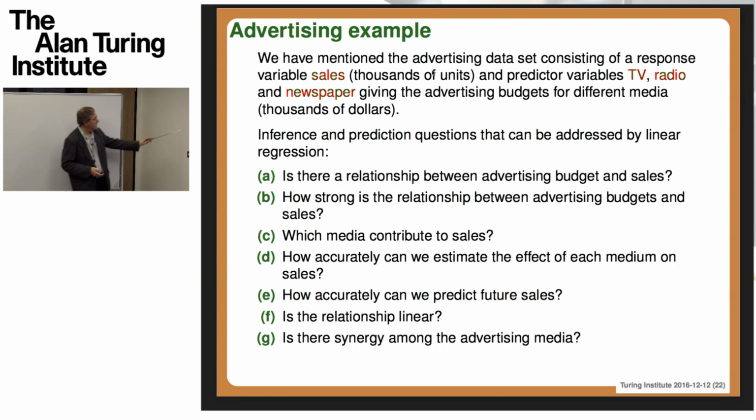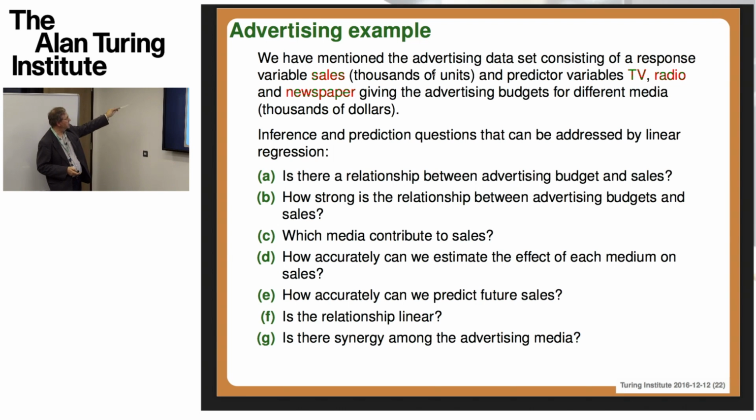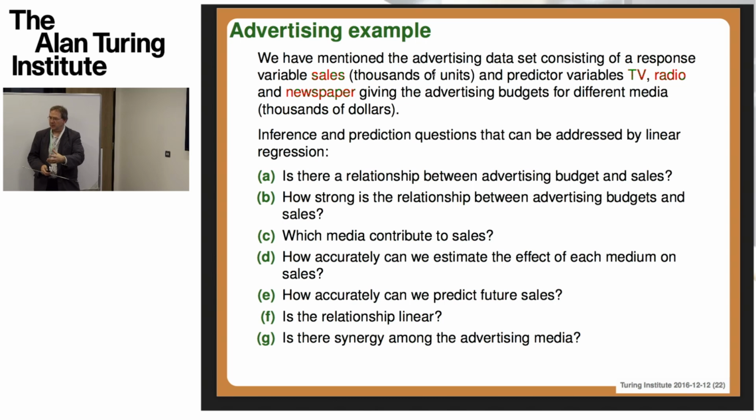Okay, so here are some similar questions about the advertising data set. Suppose we had that model, what would we want to do with it? Well, some of these questions are inference questions, some of them are prediction questions. So is there a relationship between advertising budgets and sales? Well, we've seen examples of graphs which strongly suggest that there is. If so, how strong is that relationship? And which of the different advertising media contribute most to the sales? That would be a question about how we estimate the betas and how big those betas are.